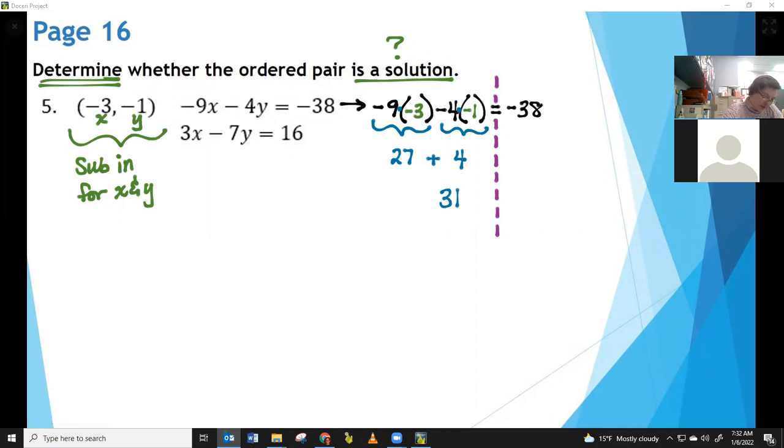What did I have on the other side of the equal sign? Good thought. I do want to clarify just a little bit because I love the way you're thinking. Yeah, we had a -38 on the other side. Thank you, Elijah. These two are not the same. And so what that means is that -3, -1 is not a solution.